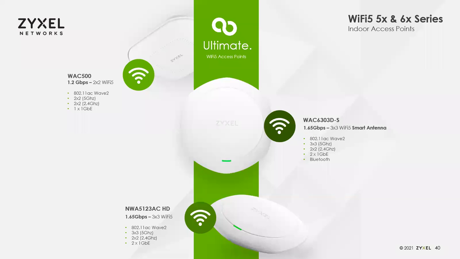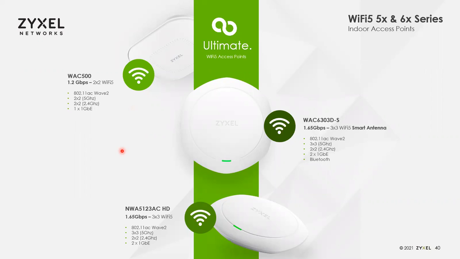So the Ultimate series, again, can be managed directly, can be managed with the Nebula Cloud. They include 1 year of Nebula ProPack license bundled with them, and they can be managed by our wireless LAN controllers locally. So the entry-level guy here is our WAC 500. So it's very similar to the 1123 AC V3.